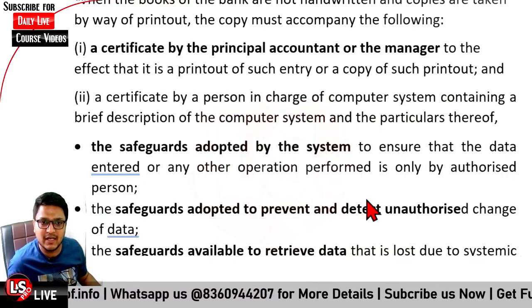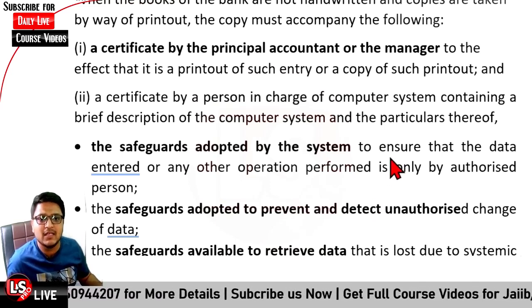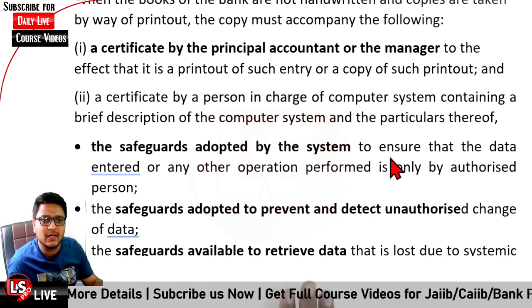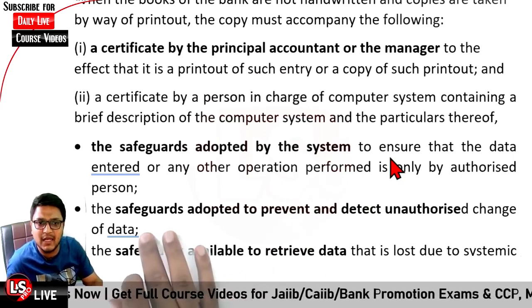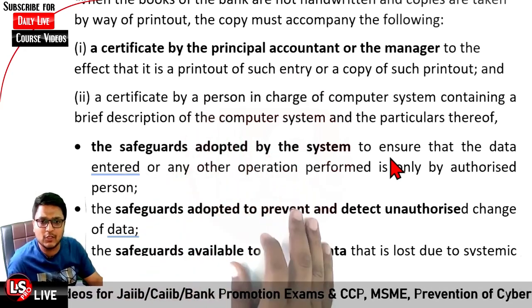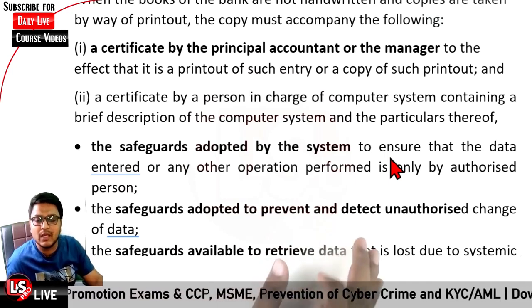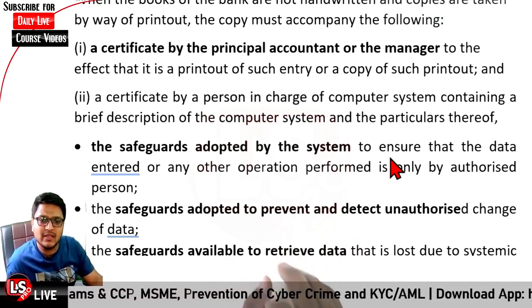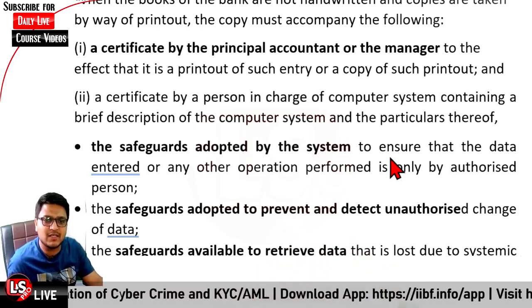First of all, it is regarding the safeguards adopted by the system. Then it is regarding safeguards adopted to prevent and detect unauthorized change of data, so that the data integrity is maintained. It is not like the data was stored in the electromagnetic device and it could be the case that it has been amended. So it is to be certified that all the safeguards have been adopted to prevent and to detect the unauthorized change of the data.